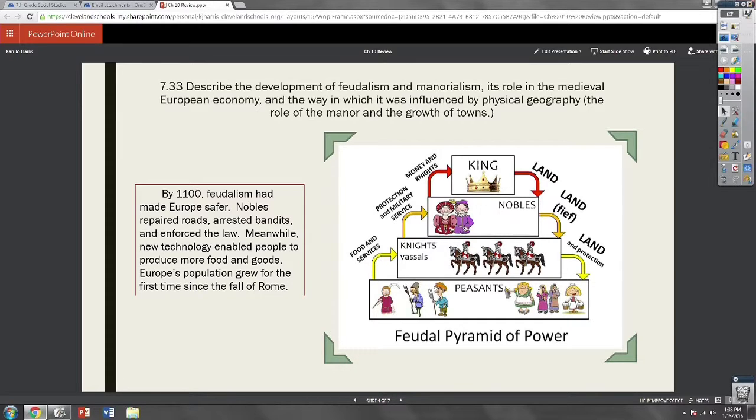Looking at this hierarchy, at the bottom we have peasants. They make up the highest population. Knights and vassals are right above them. They work for the nobles, who have been given land by the king.